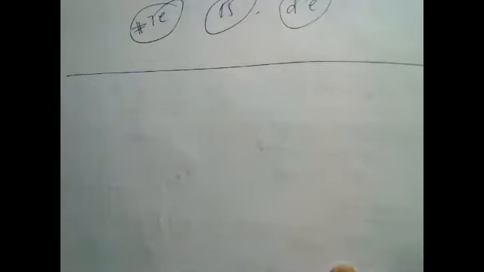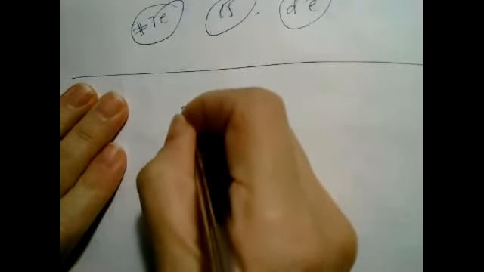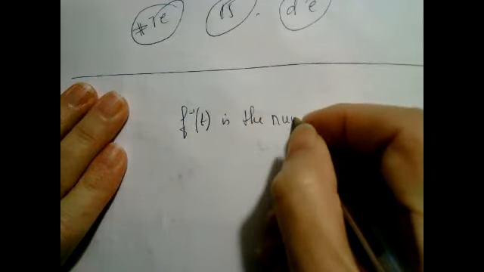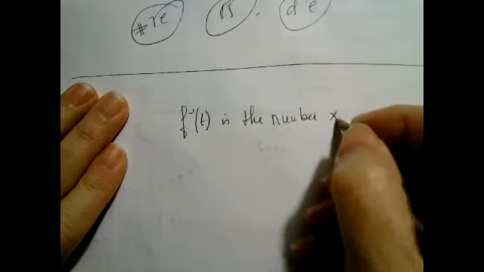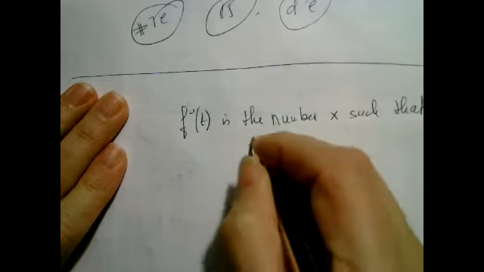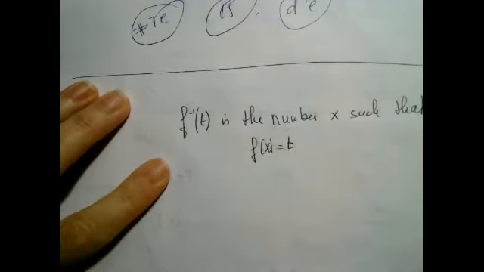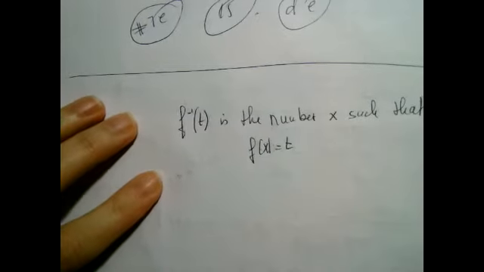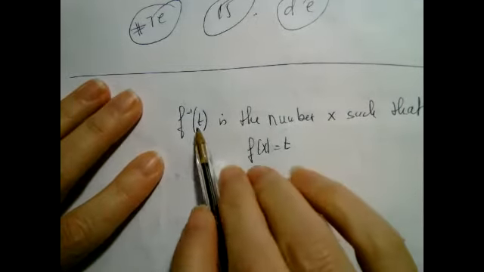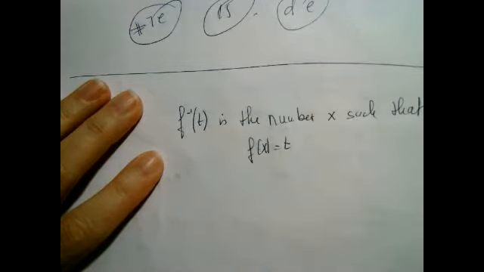So let us remember first what the inverse is. The inverse, F inverse of T, is the number X such that F of X is equal to T. Okay, so that's really what the inverse is. It's the input of F that gives me an output of T. So F inverse is the input X that gives me an output of T.